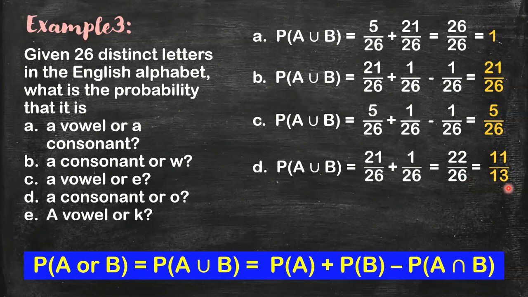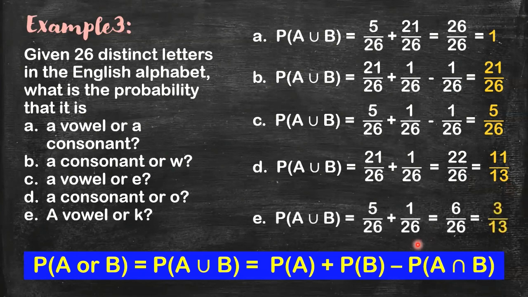Okay, lastly, we have letter E. Ito naman siya. Getting a vowel or K. Wala rin silang intersection because K is a consonant. So all you have to do is to get the probability of getting a vowel, which is 5/26, and then get the probability of getting a K, which is 1/26. And then you add those two probabilities and you will get 6/26. Okay? And then you simplify, you will get 3/13.